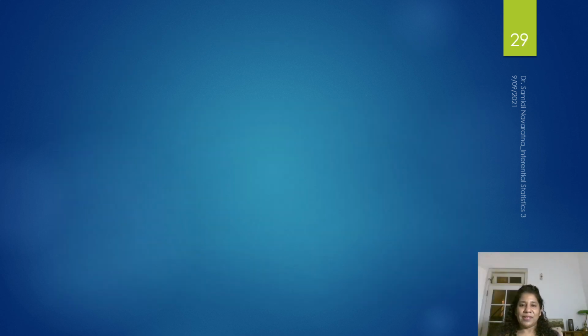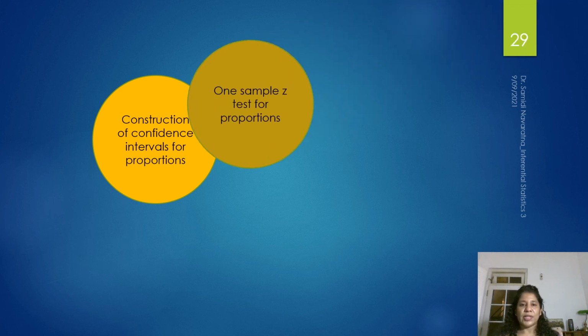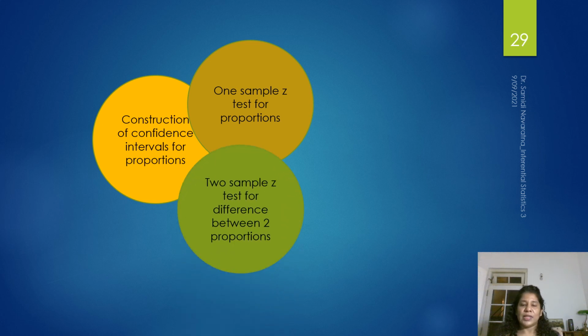So now we have come to the end of this lecture. In today's lecture, we learnt about construction of confidence intervals for proportions. We also learnt about hypothesis testing with one sample Z test for proportions. And we learnt about hypothesis testing with two sample Z test for difference between two proportions.